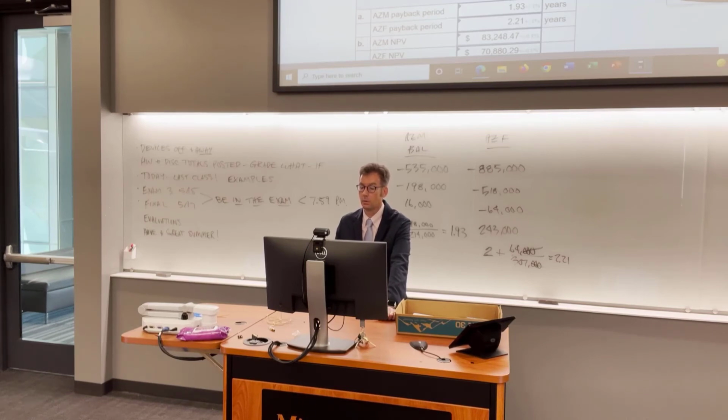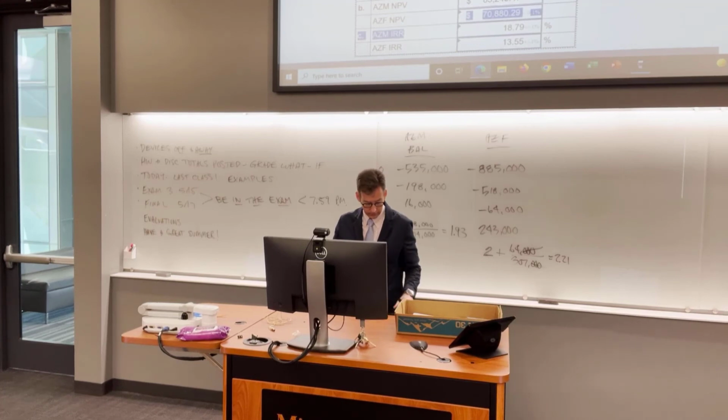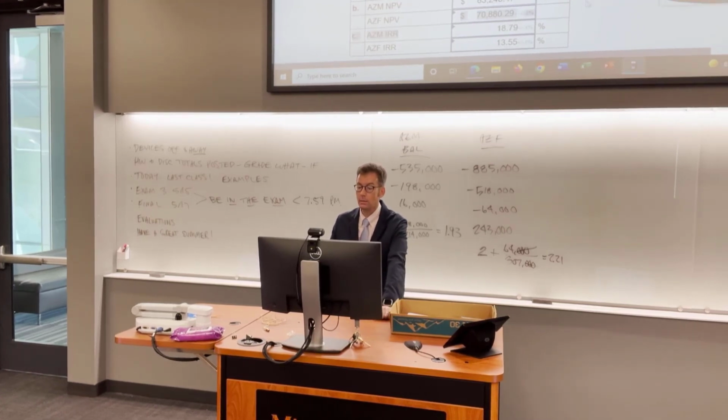NPV. What do I put in for I? 9. Enter. Arrow down. And what do I do here? Compute. I'm getting 70,880, which is exactly right. What button should I hit next? IRR. And then what should I do? Compute. I'm getting 13.55%.